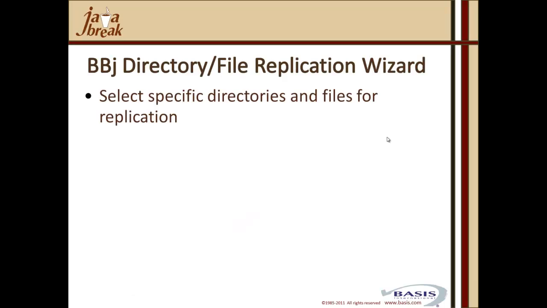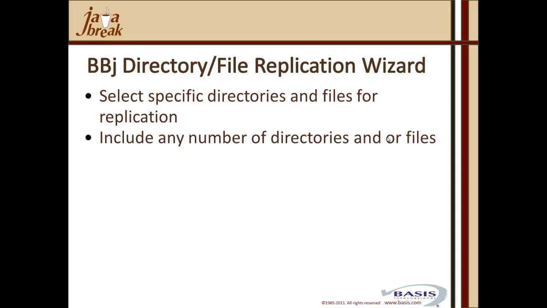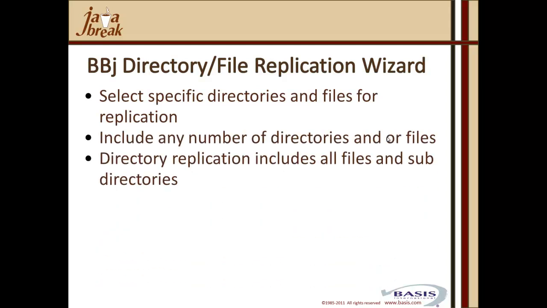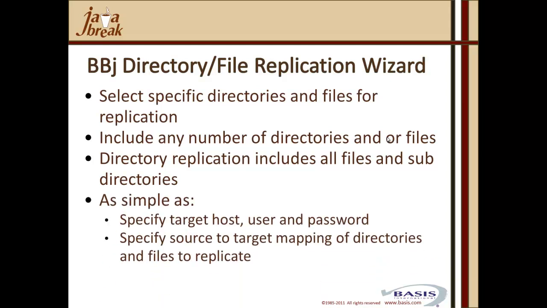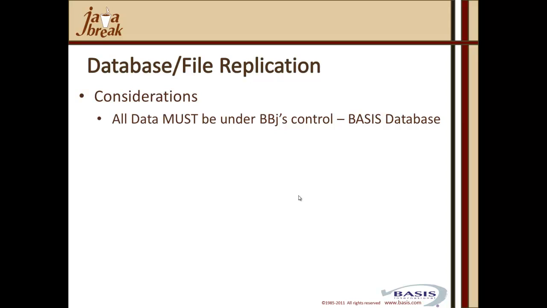The BBJ directory and file replication wizard is a little different from the data dictionary based one. You get to select the specific directories and files for replication. You can include any number of directories and or files. And the directory replication will include all files and subdirectories from that point downwards in the tree hierarchy. It's as simple as specifying the target host, user and password, and specifying the source to target mapping of directories and files to replicate. Let's talk about some considerations.